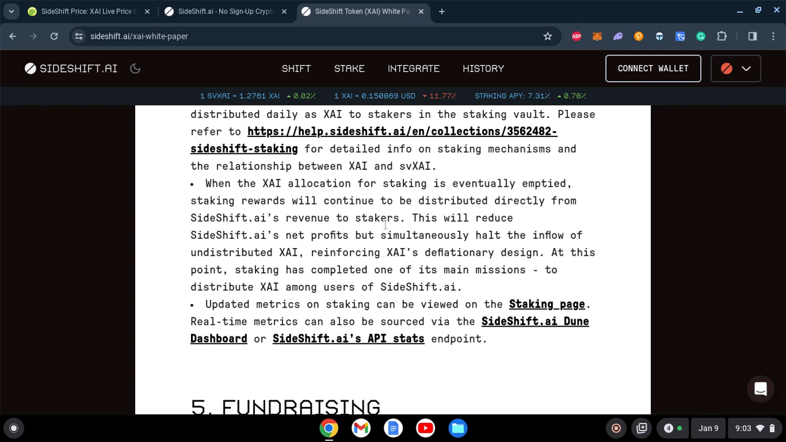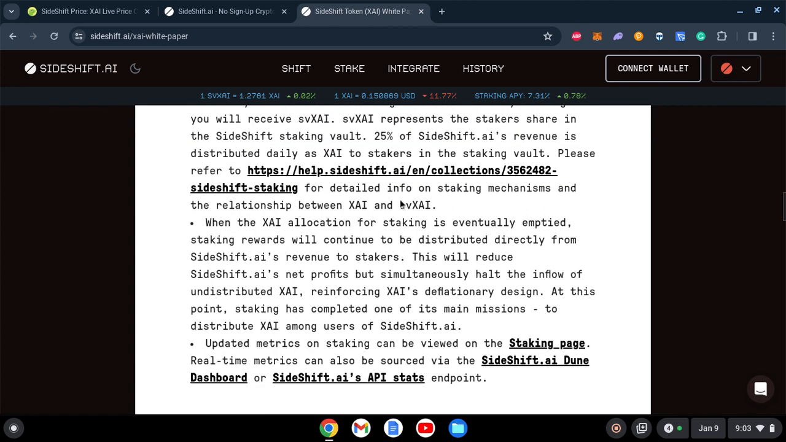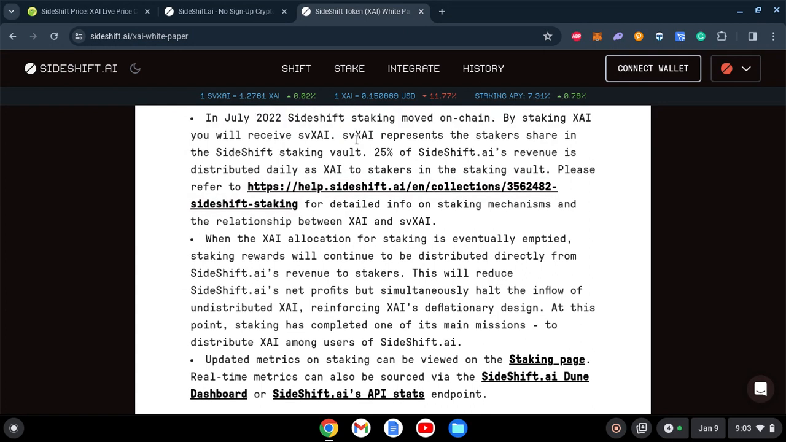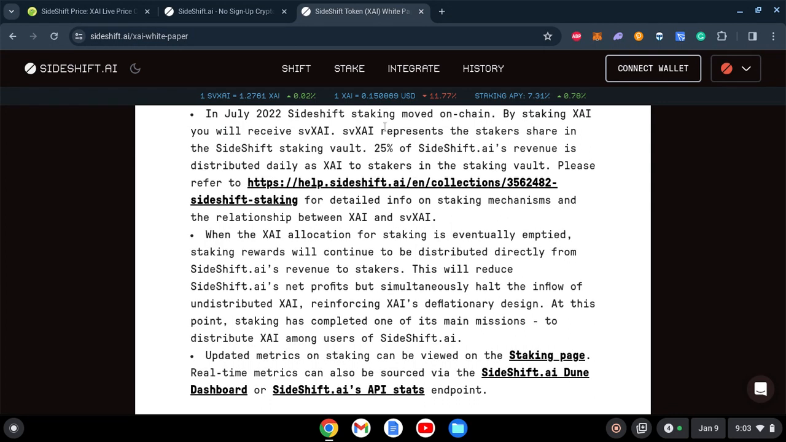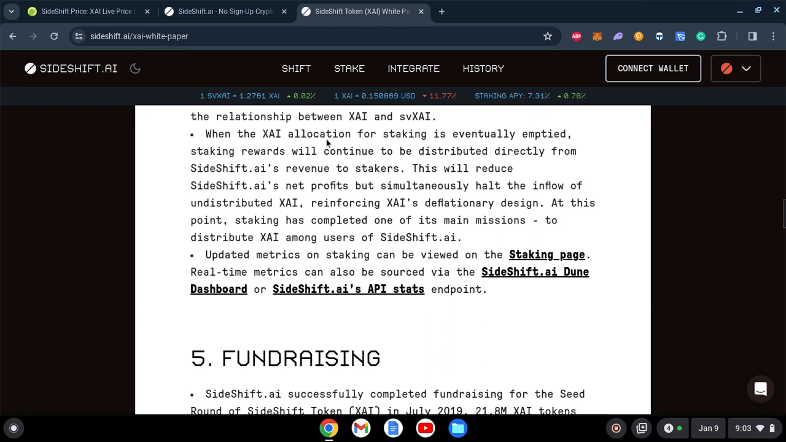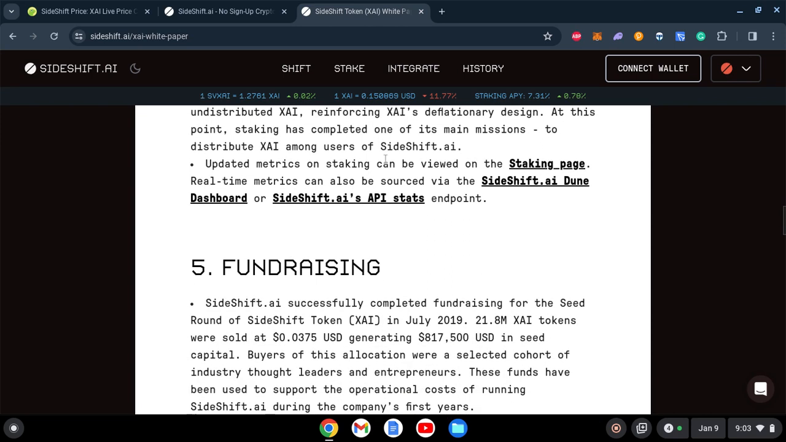What they are trying to say here is that 25% of the profit will be given to the XAI holders, and SV XAI is nothing but your staking receipt token. So when you stake your XAI, you will have to have some proof, right, that you have staked a certain portion of XAI. So as that proof, you get this SV XAI token. That's what it means basically.